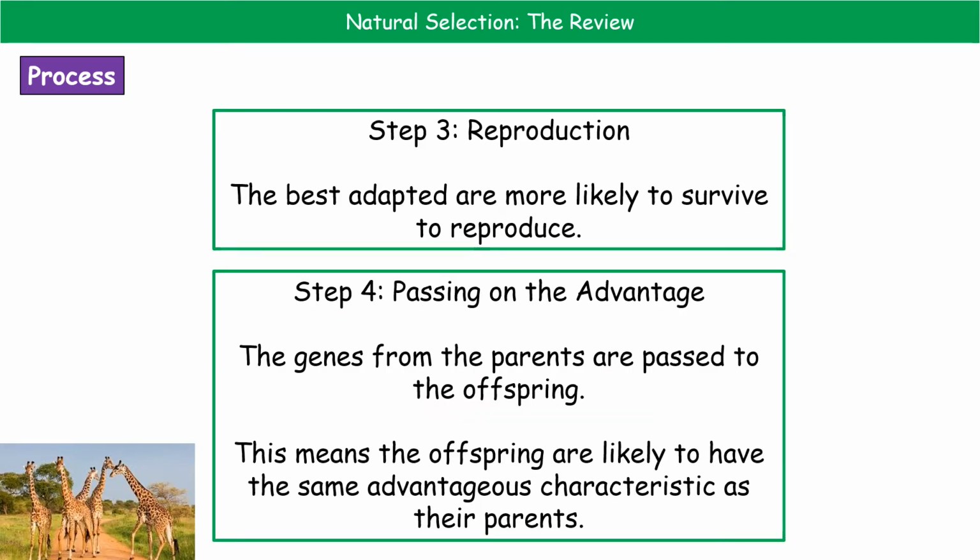Step 3 is the reproduction stage. So this is where those that are best adapted will survive long enough to reproduce, which leads really nicely on to step 4, which is all about passing on that advantage. So the genes from those parents are then passed on to the offspring, and that means the offspring are likely to have the same advantageous characteristic as their parents.